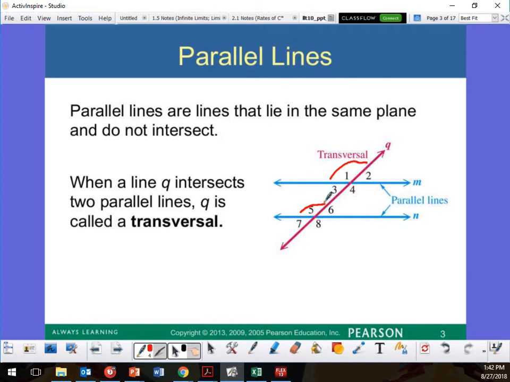Those are not the only ones that are congruent. What else is congruent to angle 1? 4. Why? Because it's directly across, and that is what type of angle? Vertical angle. Very good. What about 1 and 8? What did I call that one? Alternate exterior angles. Good job. How about 2? What is 2 congruent to? 3. And 7 and 6, right? A lot of congruency here.